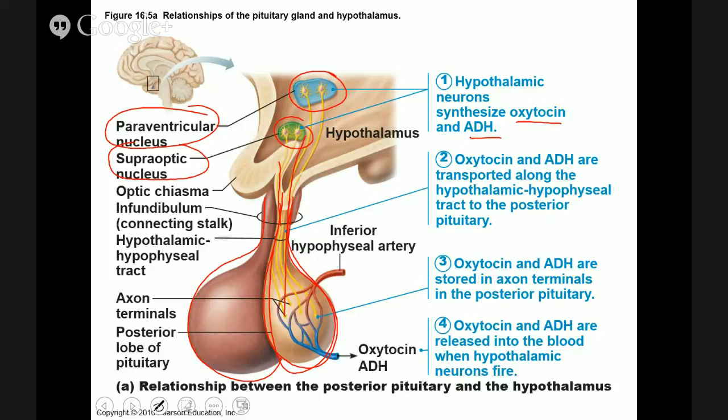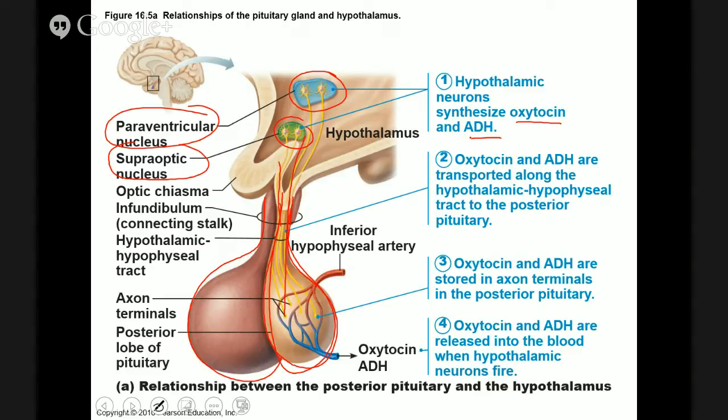Oxytocin is a bonding hormone in both genders. When I say bonding, I mean romantic bonding, feelings of love and affection. For example, when a baby is born and a father comes into contact with that newborn baby, he forms a connection, an emotional bond with the baby, and that's regulated with oxytocin. We also have antidiuretic hormone, which is also called vasopressin. Antidiuretic hormone is an antidiuretic. It tells your body to conserve water.